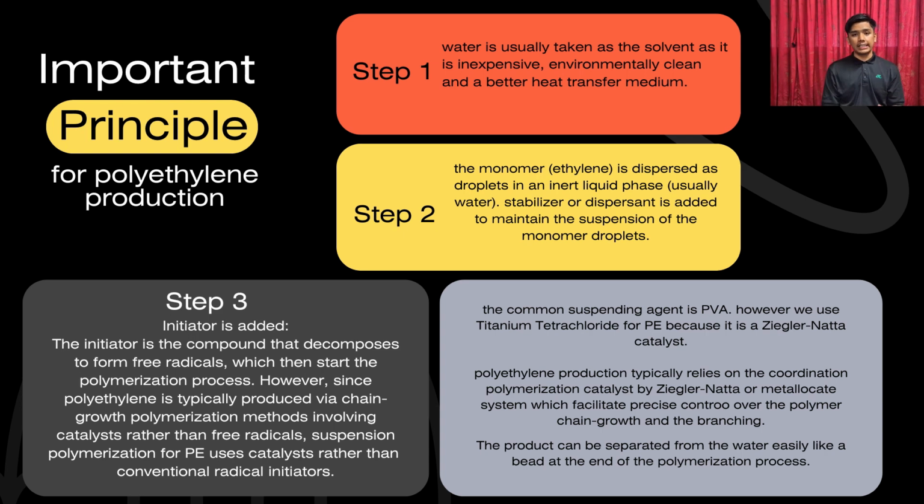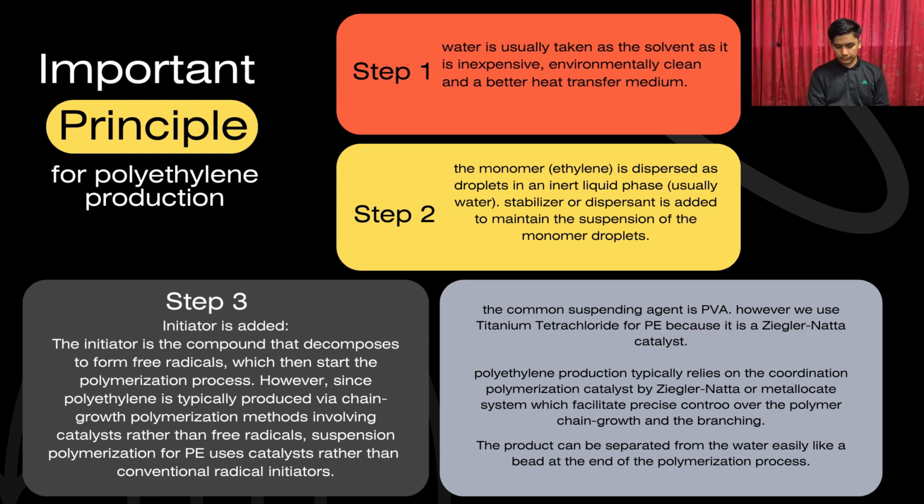The common suspending agent for other polymers is PVA, polyvinyl alcohol, but for polyethylene we use titanium tetrachloride because it is a Ziegler-Natta catalyst. Polyethylene production typically relies on coordination polymerization catalyzed by Ziegler-Natta or metallocene systems, which facilitate precise control over the polymer chain's growth and branching.